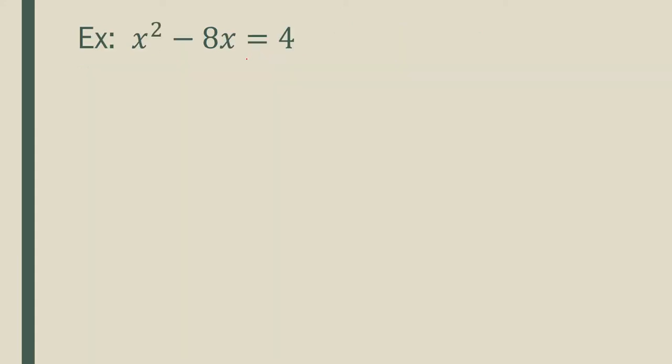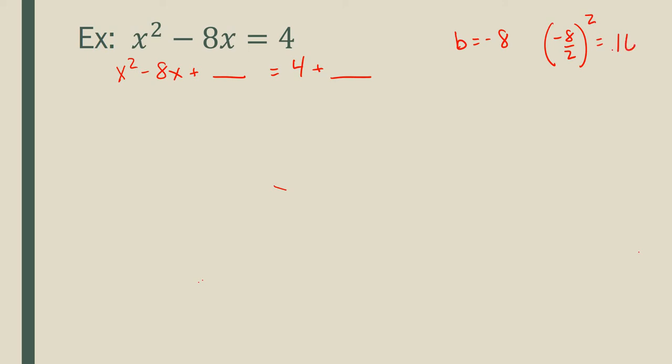Okay, so here's our example. In this case, my leading coefficient is already 1, so I don't have to worry about it. And in this case, actually, the constant has already been moved over. So all I have to do is leave a space to add a new number in. I want to create on the left-hand side a perfect square. So b is negative 8. I'm going to take half of that and square it. So I'm going to add 16 to both sides.